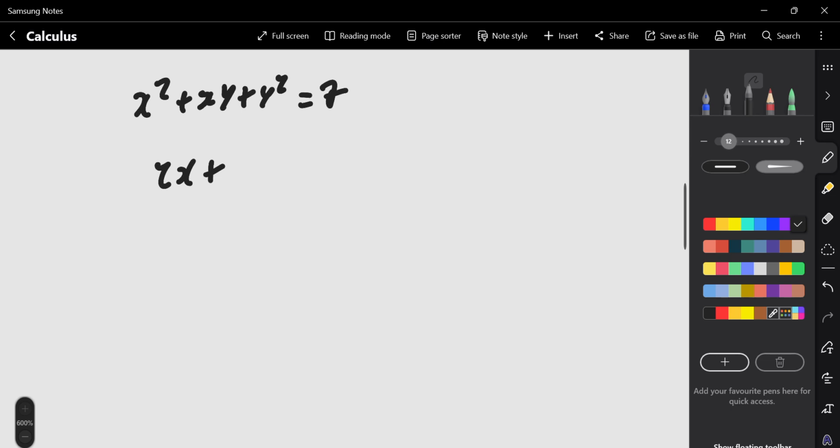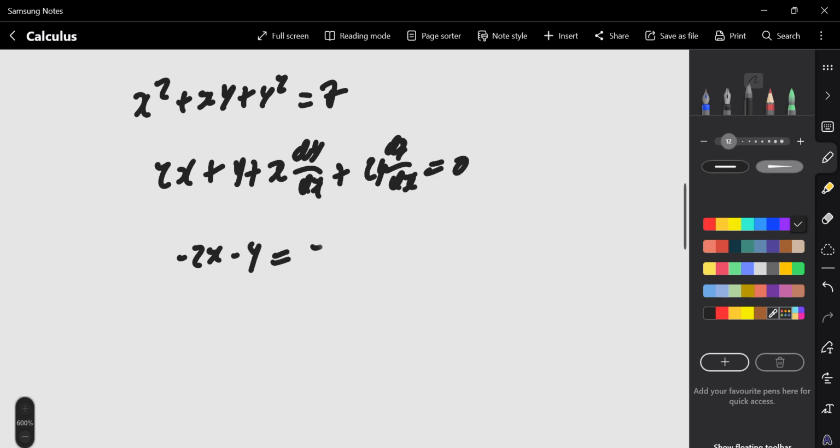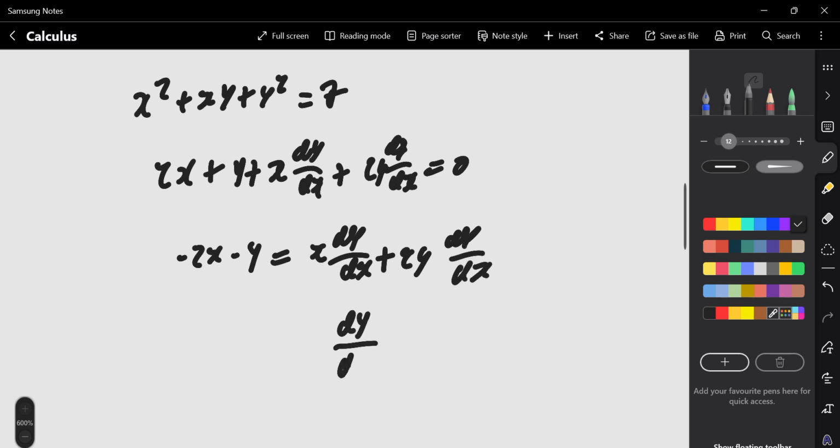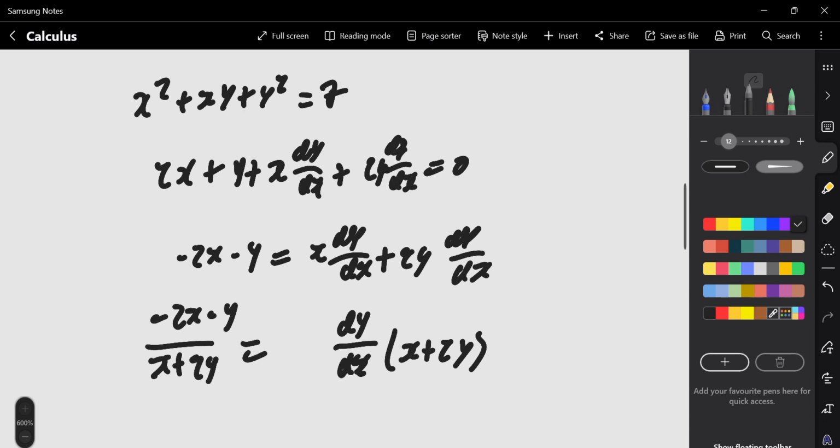Plus, yeah, so it's going to be plus y plus x dy by dx plus 2y dy by dx, sorry, equals 0. And now move over whatever's not there. So we're going to have minus 2x minus y equals x dy by dx plus 2y dy by dx. This is like 4 marks, by the way. Factor out dy by dx, lots of x plus 2y. Take it to the right-hand side. Minus 2x minus y all over x plus 2y equals dy by dx.